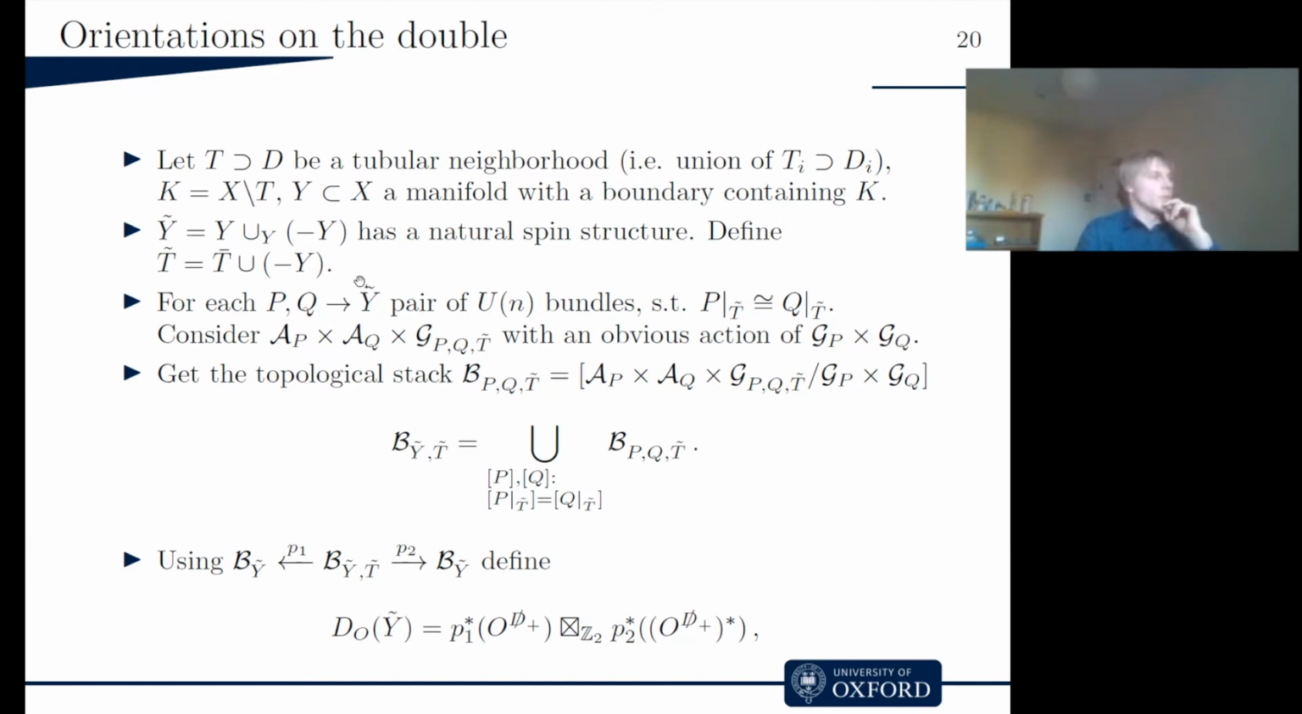And we also define this T tilde, which corresponds to the union of this negatively oriented copy of Y together with the closure of the tubular neighborhood. And for each pair of, so now we want to define the moduli stack with a proper notion of orientability on this glued spin manifold.